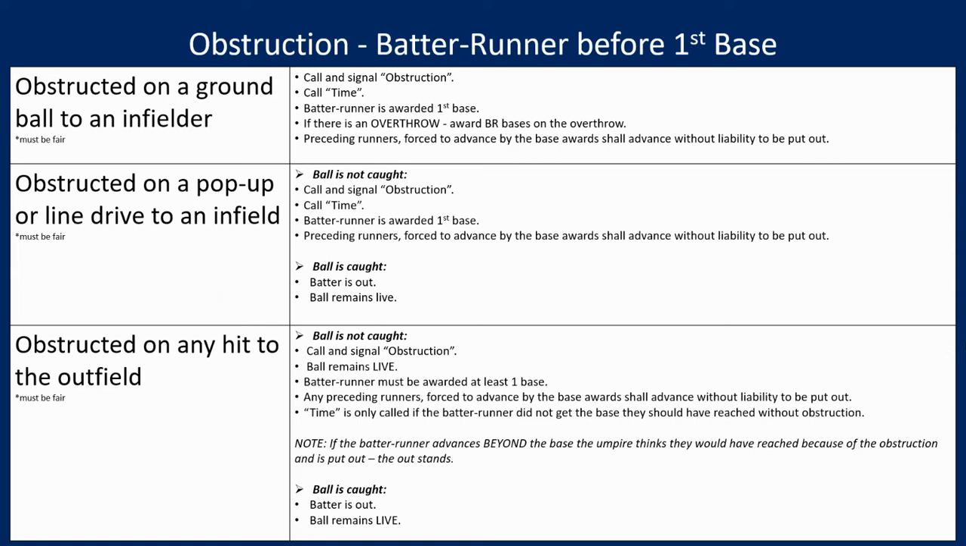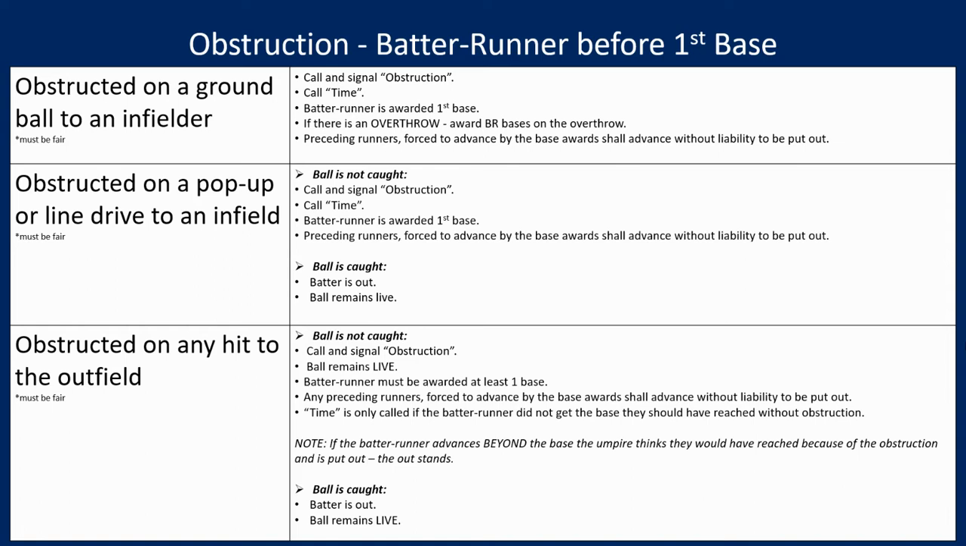So on obstruction in the infield, on a pop-up or a line drive, if the ball is not caught, we do the same thing that we do in a ground ball. We call and signal obstruction, we call time, we put the batter runner at first, and any other runners who are forced because of that base award will get those bases. But if the ball is caught, the batter is out and the ball remains live. There is no award for obstruction on a pop-up or a line drive in the infield if the ball is caught. So that's a little bit of a difference from the ground ball to the infielder.